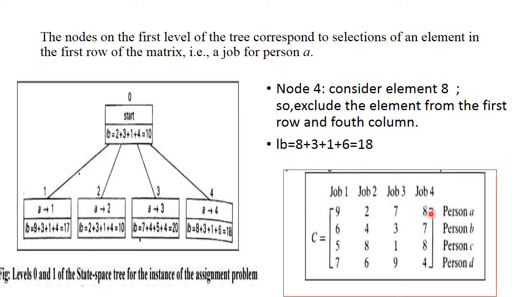Now we'll consider that the last job is fixed for person A. So A is given job 4, that means you are going to consider the element 8. When you consider the element, its row, the first row, and the fourth column will be excluded from the smallest element calculation for person B, person C, and person D. So person B's smallest element will be 3, and among 5, 8, 1, person C's smallest element will be 1, and for person D it is 6. When you add it up, you get 18.